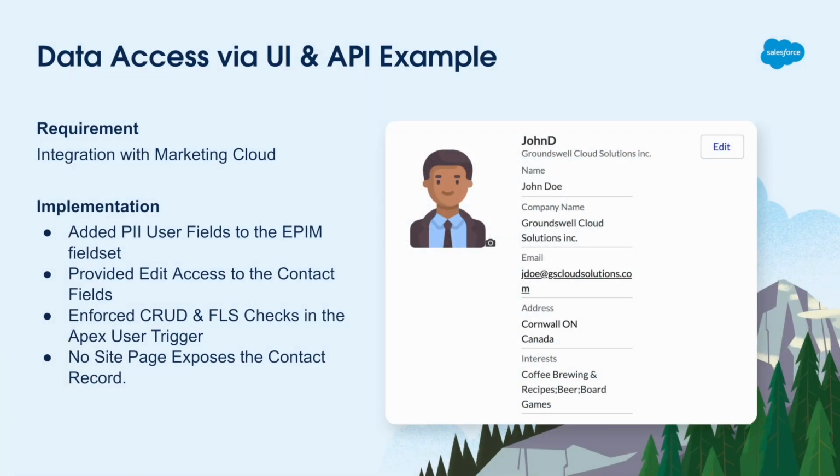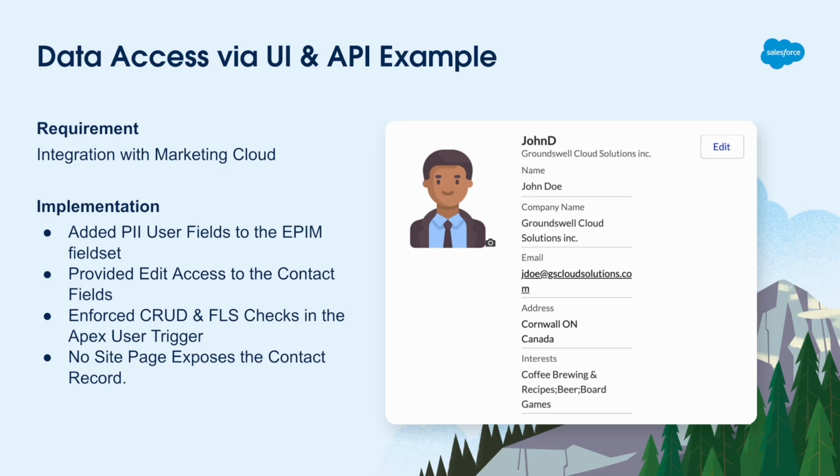In this case, you have an existing implementation that utilizes the out-of-the-box user profile component. There's a new requirement that's come your way as part of the integration with Marketing Cloud, which requires you to copy over some information from the user object to contact, since on Marketing Cloud, you have the contact ID as a unique subscriber key. From an implementation standpoint, you followed all the rules so far.